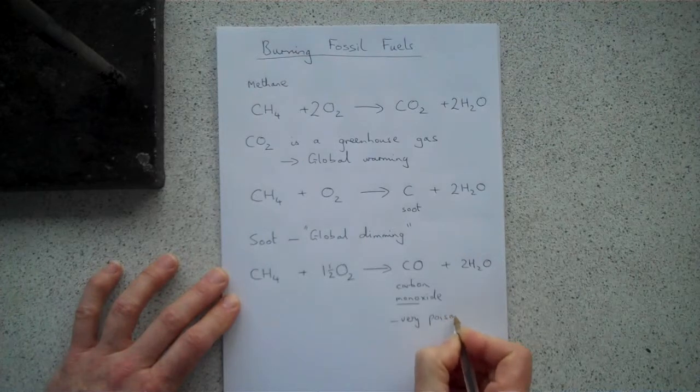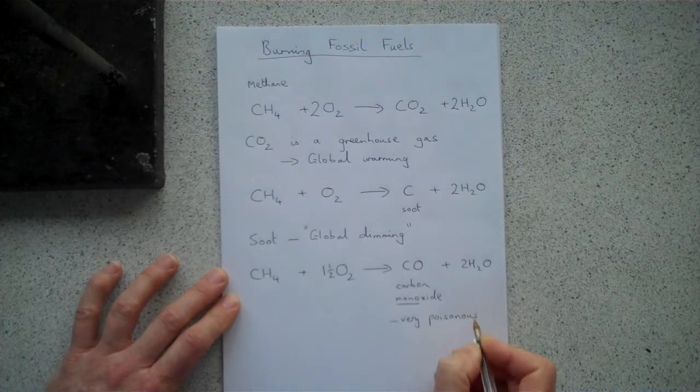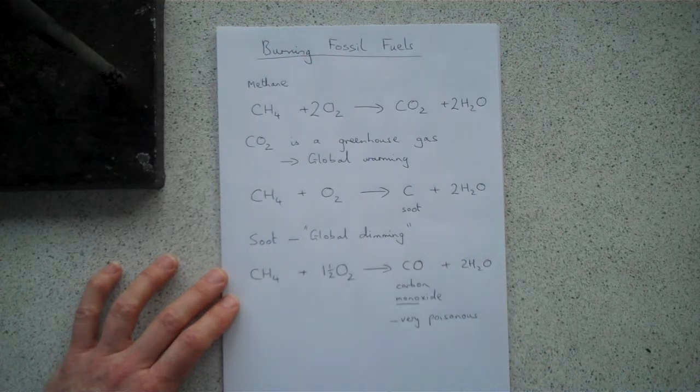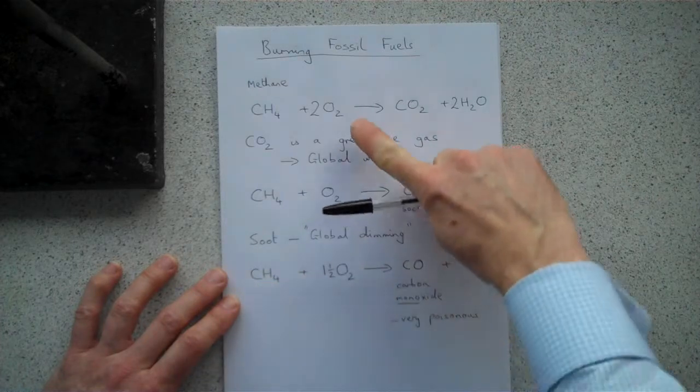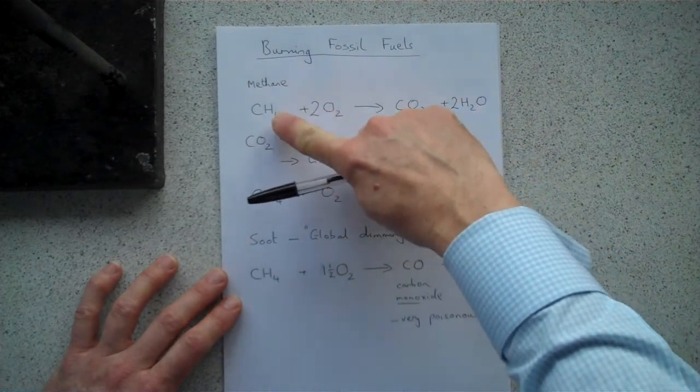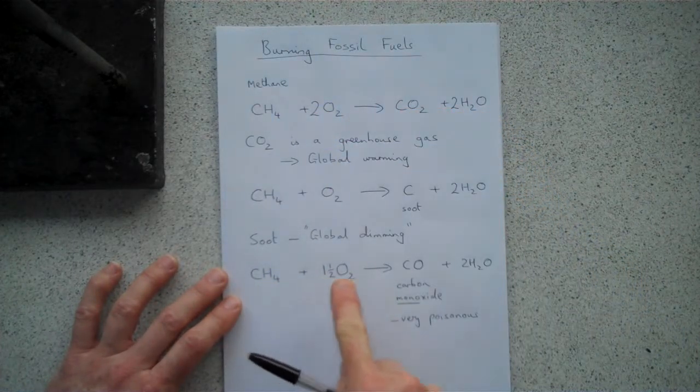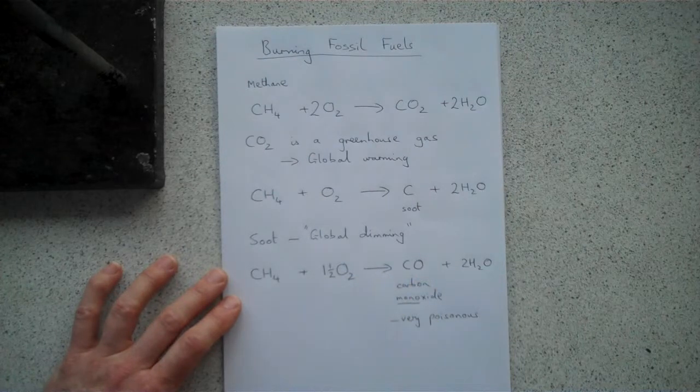And every now and again you will hear stories of people who've been poisoned by carbon monoxide in their own homes because they have a gas fire which they perhaps leave on overnight, and because of poor ventilation, not enough oxygen gets to the methane gas. It doesn't get 2 molecules of oxygen for every 1 methane. It only gets 1.5, and that produces some carbon monoxide. So very dangerous to leave gas fires on all night long.